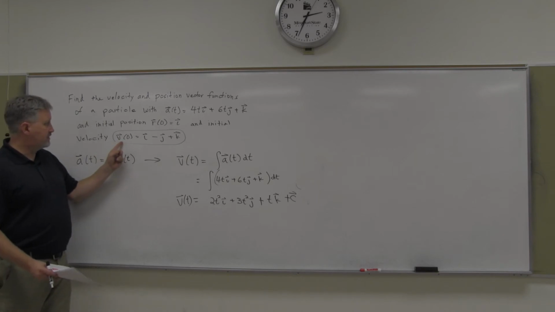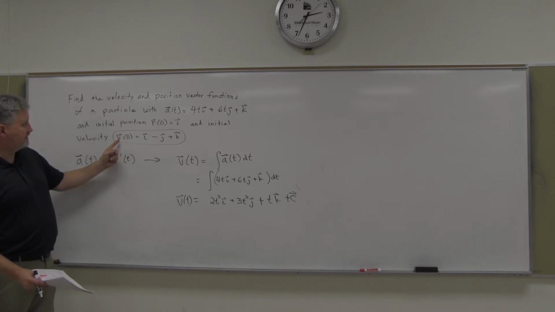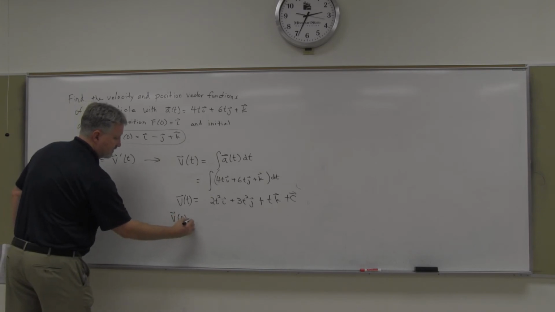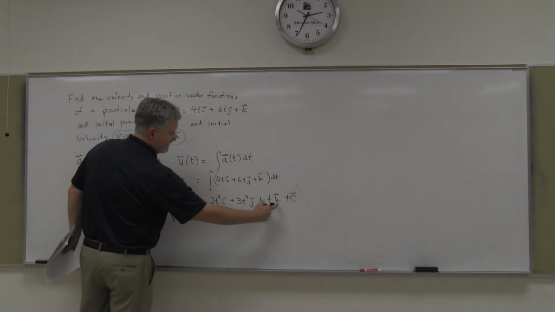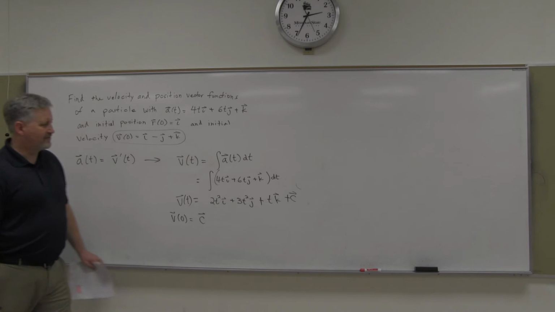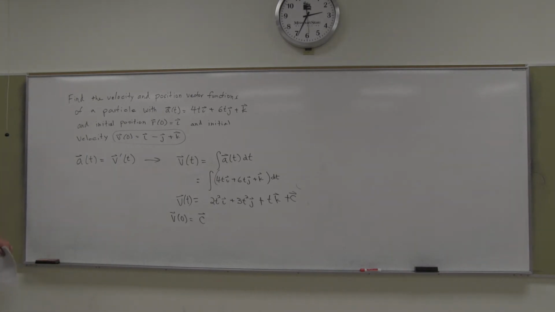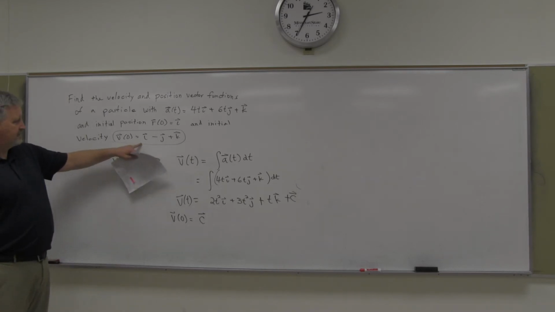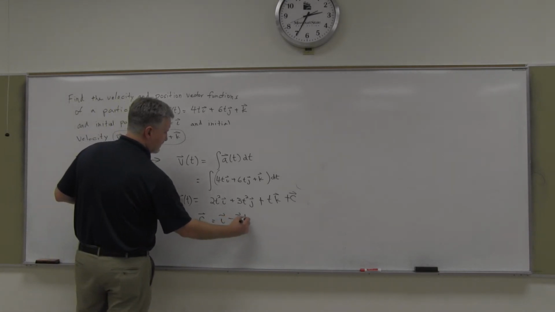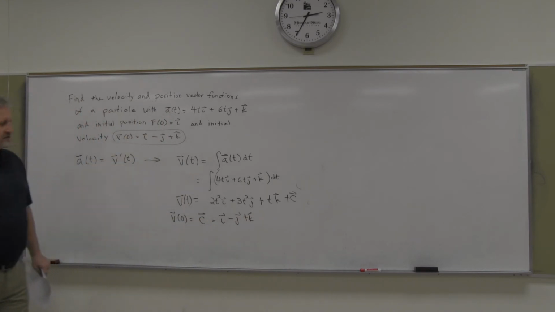So if I plug in 0 to match these two up, what is v of 0 here? If I plug in 0, it's just C, isn't it? Because the t is 0, so all those would zero out. So v0 is the constant, in this case the constant vector. And so I know v0 is i minus j plus k, so C is i minus j plus k. So in this particular case, that gave me directly what C was.